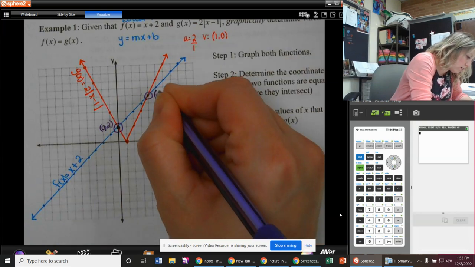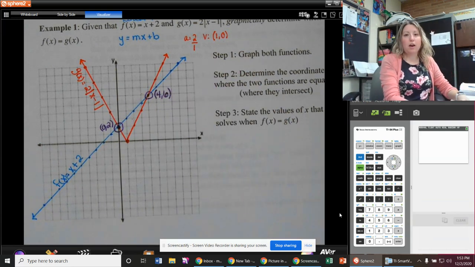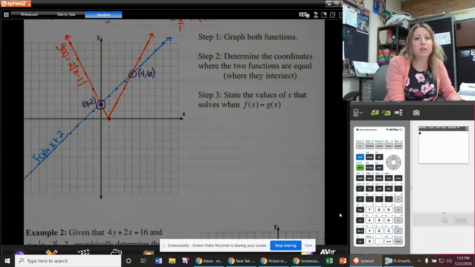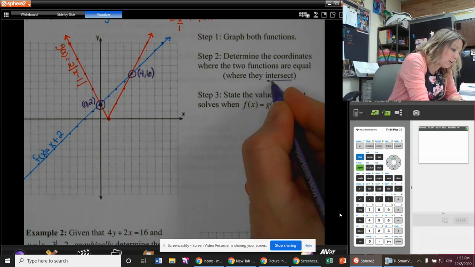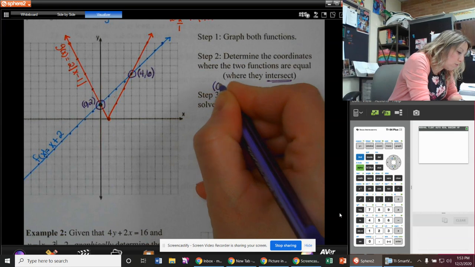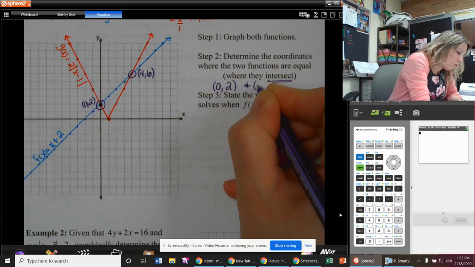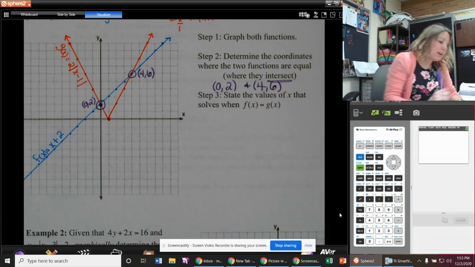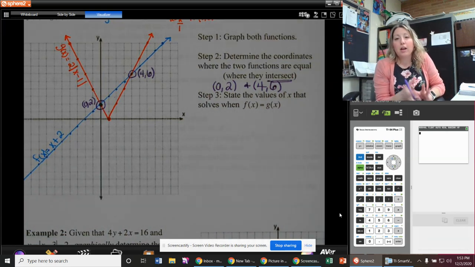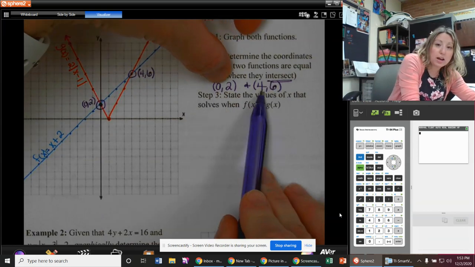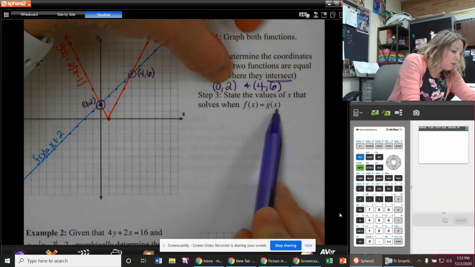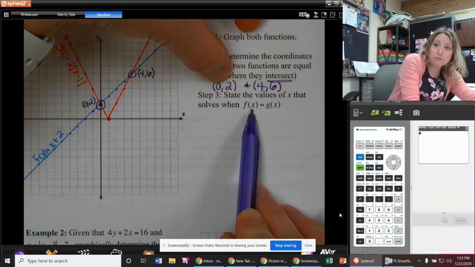So 4, 6. Okay, so that's step 2, where we determined the coordinates where the two functions are equal, where they intersect. The coordinates of those were 0, 2, and 4, 6. Now, the last thing we want to do here is state the values of x that solve f of x equals g of x. Notice all you do is take the x values from your coordinates and plug those in for x in the function notation.